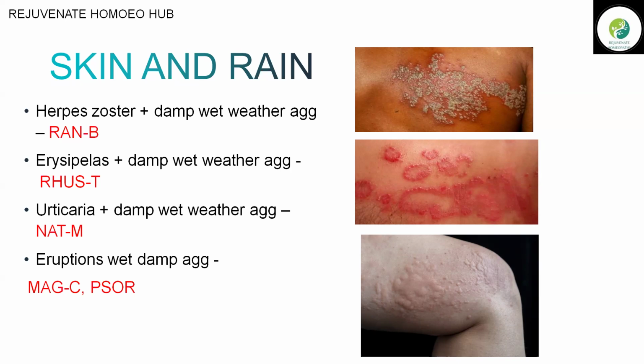And another interesting thing: whenever you get any skin complaints, itching, eruptions, etc., if it is ameliorated by hot water, the remedy is Rhus venenata. If it is ameliorated by cold water, the remedy is Fagopyrum. These two keep in mind. Skin complaints ameliorated by cold, Fagopyrum. Any skin complaints, itching, eruptions, ameliorated by hot water is Rhus venenata. Is it clear?